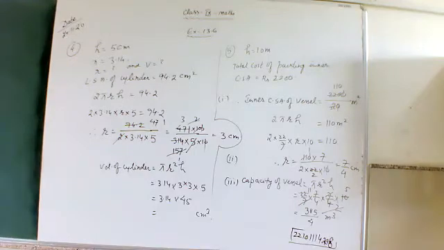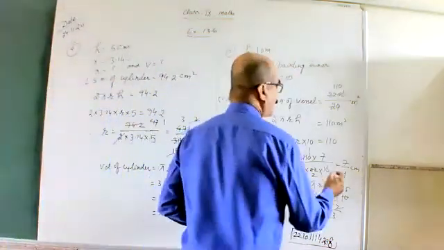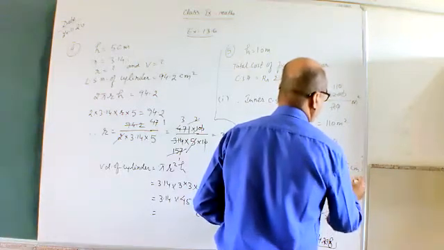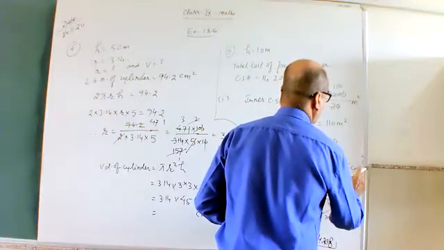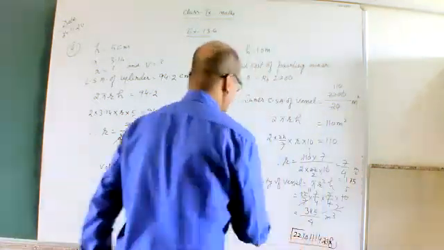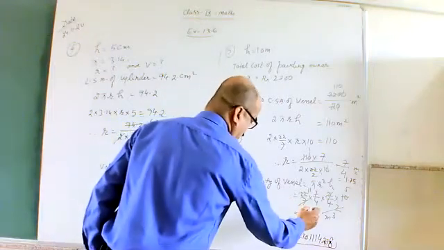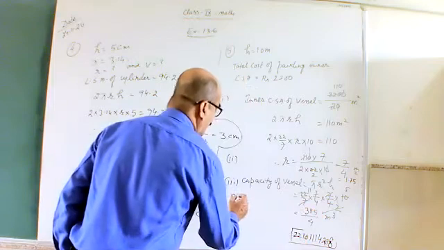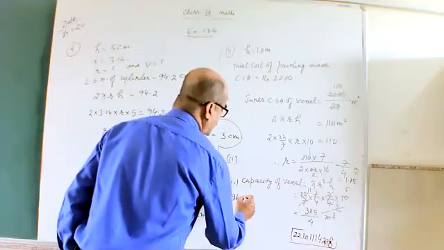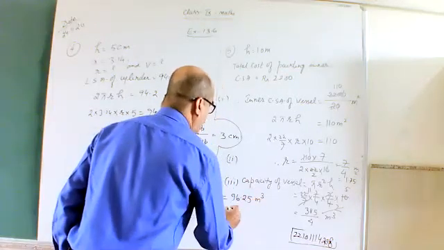And if you want to simplify it, you can simplify it. 7 by 4 will be equal to 1.75 meter, and this will be equal to 385 by 4, which is 96.25 meter cube.